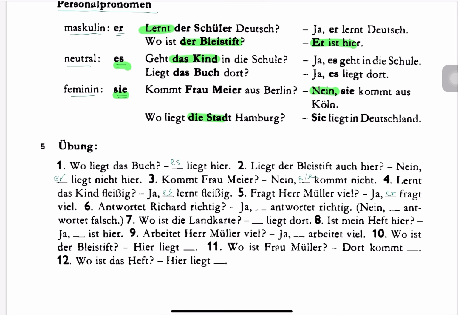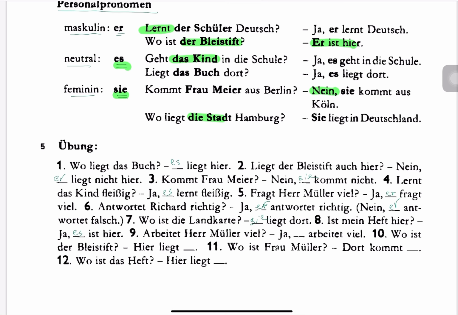Antwortet Richard richtig? Does Richard answer correctly? Ja, er antwortet richtig. Yes, he answers correctly. Nein, er antwortet falsch. No, he answers wrong. Wo ist die Landkarte? Where is the map? Sie liegt dort. It is there. Ist mein Heft hier? Is my notebook here? Ja, es ist hier. Yes, it is here.